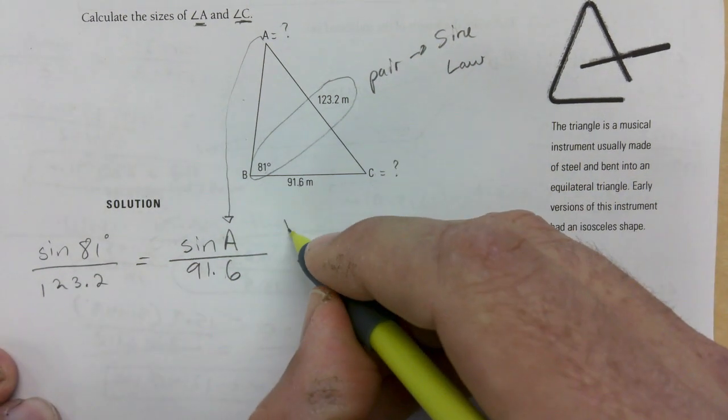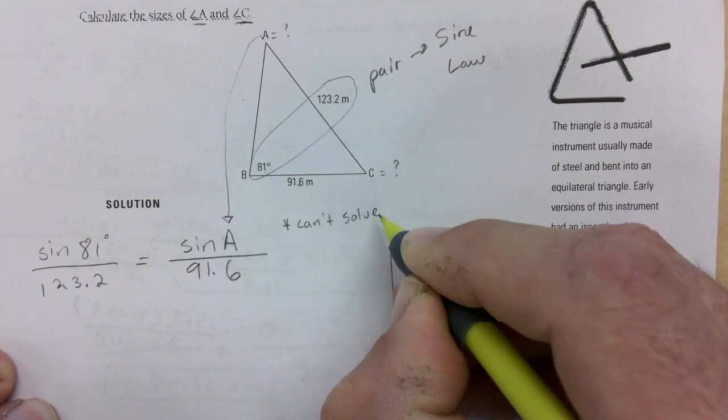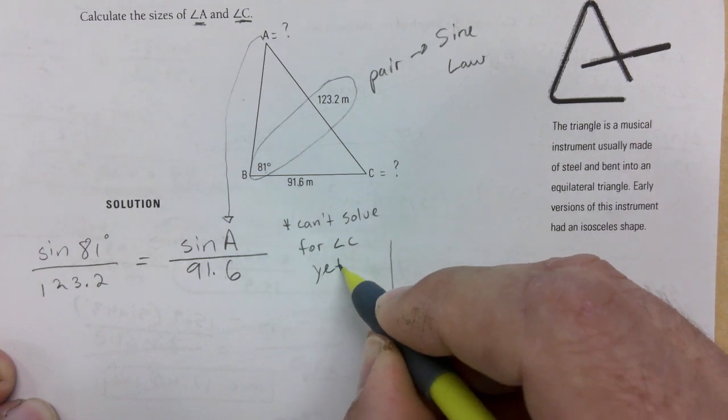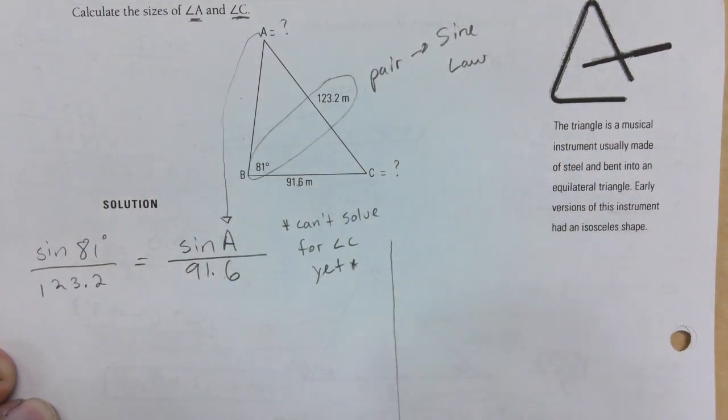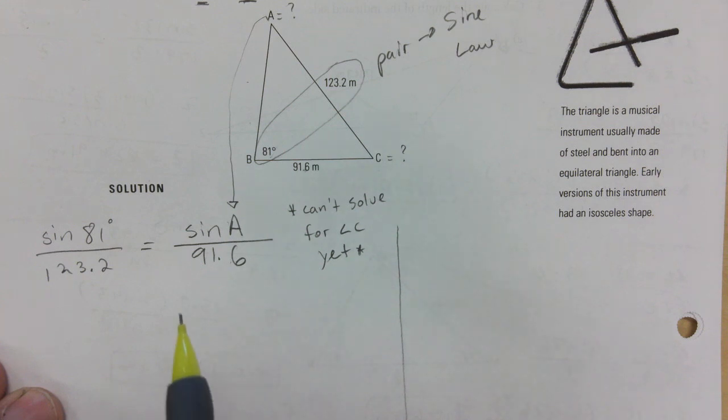I will make a note here. Can't solve for angle C yet, okay? In case you're wondering, why didn't you do C first? You can't. There's too much unknown there. And if you're tempted, if you set it up, you'll see what I mean.